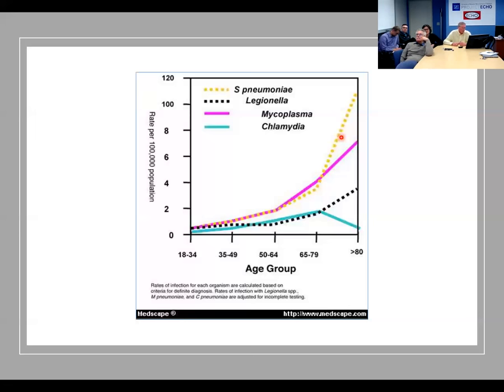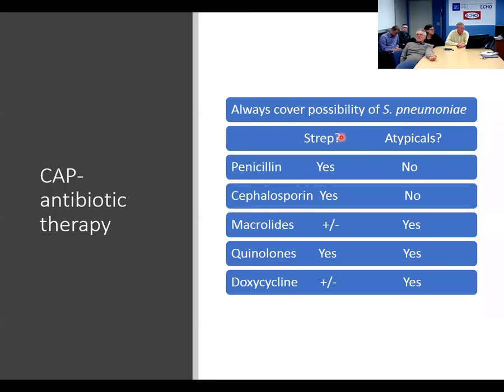And then you have Legionnaires. We don't have that much Legionnaires here, and chlamydia. But again, whenever you're treating somebody for pneumonia, unless you already know the cause of the infection, you always want to cover strep pneumo. And so let's review antibiotic therapy for community-acquired pneumonia. You always want to cover the possibility of strep pneumo.